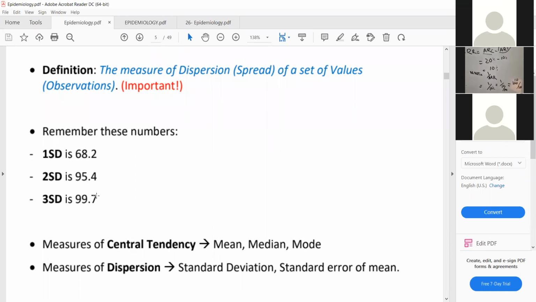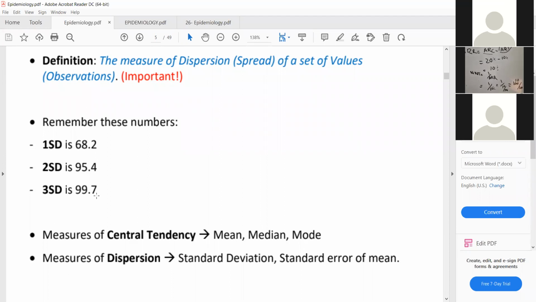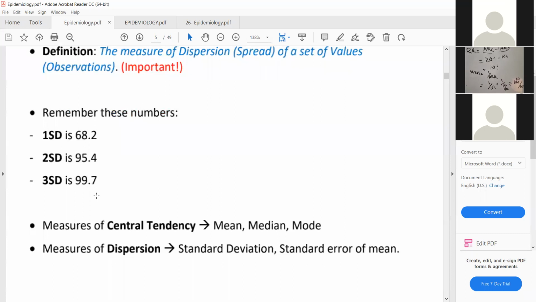You need to remember these three numbers. One standard deviation means that 68.2% of the values are within one standard deviation, and 95.4% of the values are within two standard deviations, and 99.7% of the values are within three standard deviations.